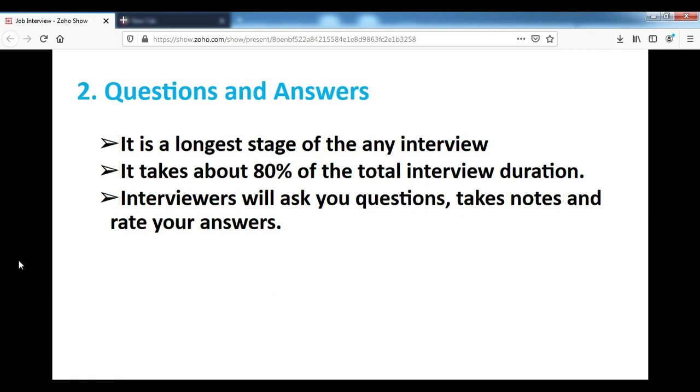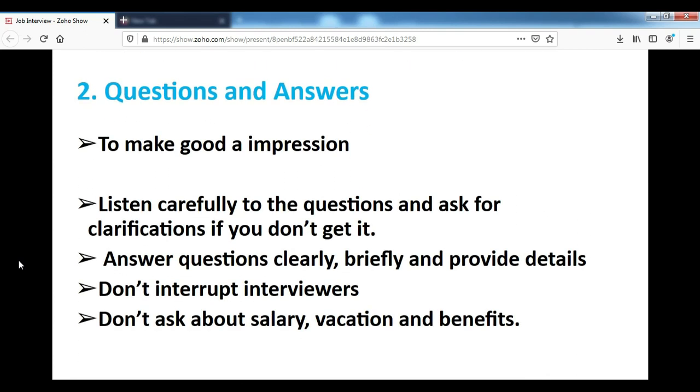Interviewers will ask you questions, make notes of your answers, and give you some ratings. To make a good impression, you should listen carefully to the questions and ask for clarification if you don't understand the question. Answer the questions clearly and briefly, and you can provide details with some examples. Don't interrupt interviewers when they are talking, and you should not ask about any salary, any vacation, or any other benefits.